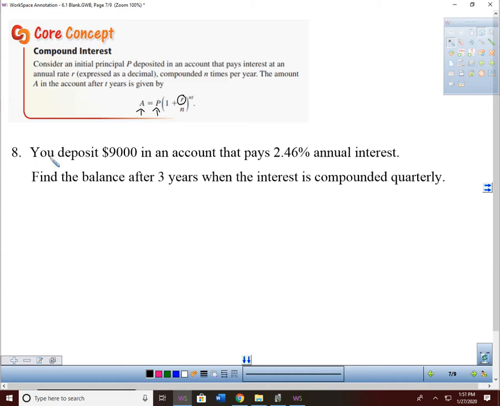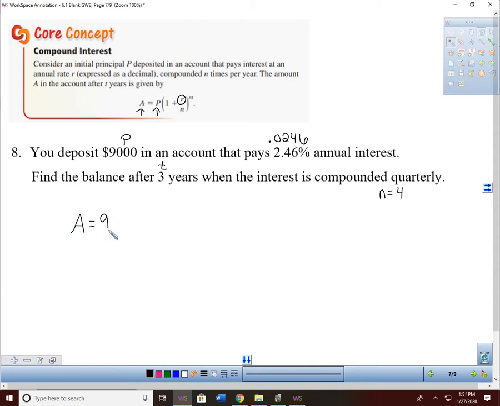So this is if I deposit $9,000, so that would be the amount I start with, my principal, in an account that pays 2.46% annual interest. So that's my rate, and I want it as a decimal. So I'm going to move that 2 spots to the left, which would be 0.0246. Find the balance after 3 years, so that would be my T, when the interest is compounded quarterly. Quarterly means 4 times a year, so my N will be 4. So it's giving you everything you need. You're finding your balance in the end, which would be the A. So you're literally going to plug in everything.